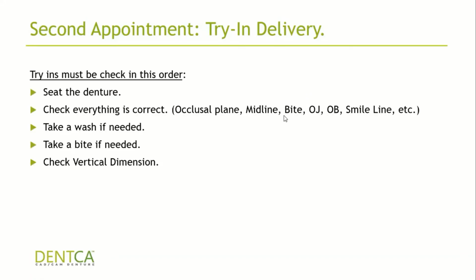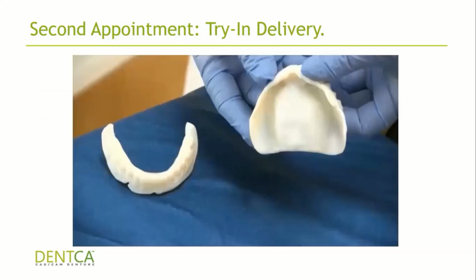And then once we took a bite, the last step is, of course, to check vertical dimensions. So with vertical dimension, basically what we're going to be doing is ensuring that the patient is where we want them to be.